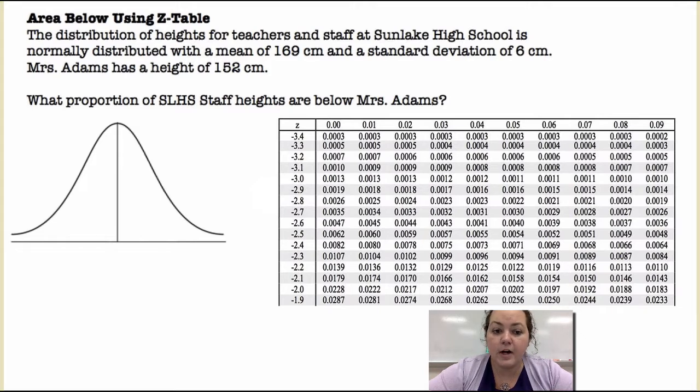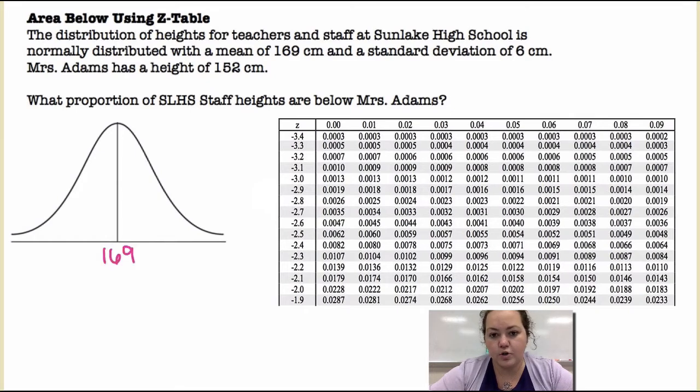The distribution of heights for teachers and staff at Sun Lake High School is normally distributed with a mean of 169 centimeters and a standard deviation of 6 centimeters. Miss Adams has a height of 152 centimeters. What proportion of SLHS staff heights are below Miss Adams?